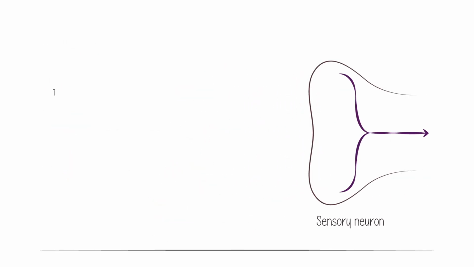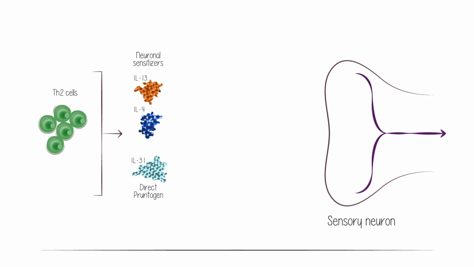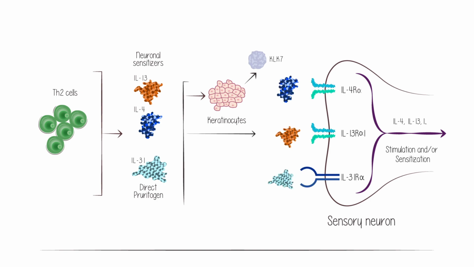Among adaptive immune cells, Th2 cells play a particularly important systemic role in AD by releasing several key cytokines, including IL-4, IL-13, and IL-31. IL-4 and IL-13 signaling enhances itch both by inducing the production of itch mediator KLK7 in the epidermis and by sensitizing sensory neurons to pruritogens such as IL-31.